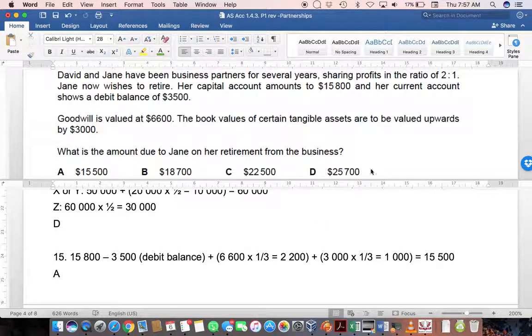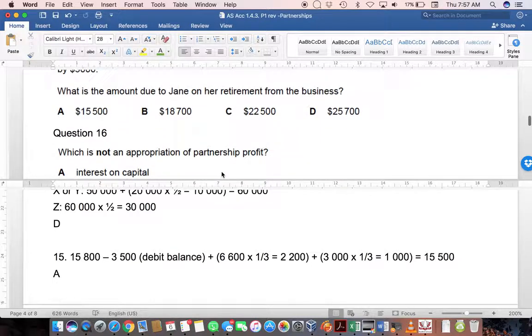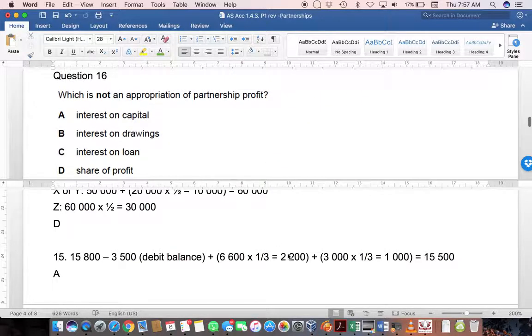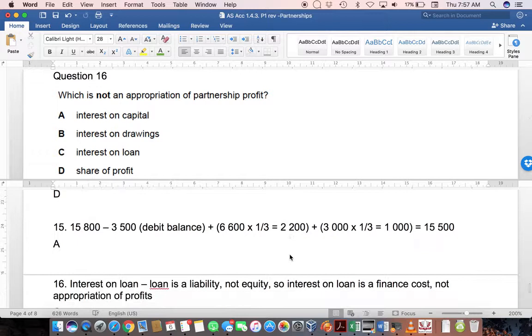So you will add 6,600 to her accounts in the ratio of the 2 to 1. In other words, she gets a third. So she needs a third of that goodwill, or $2,200. Similarly, when the tangible assets are valued up by 3,000, she needs to benefit from a third of that, or 1,000. You then add all of those together and obviously subtract the current account, and you'll get 15,500 as your answer. The option A will then be the one that you choose.